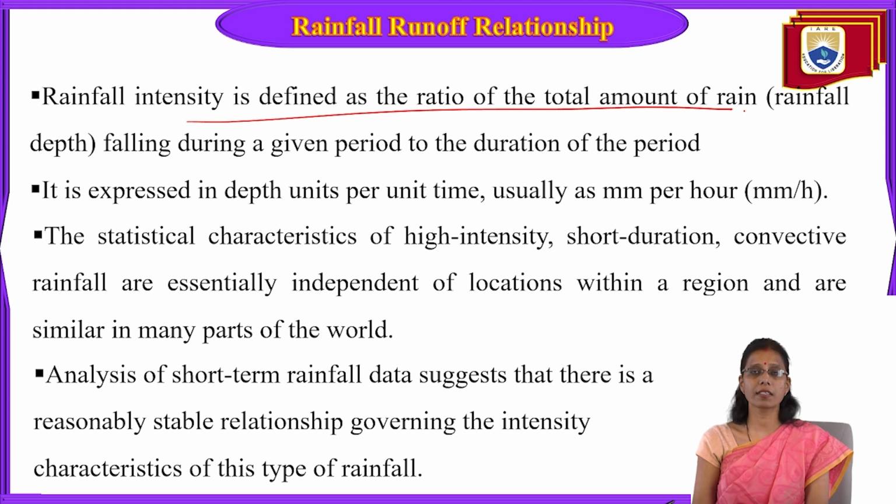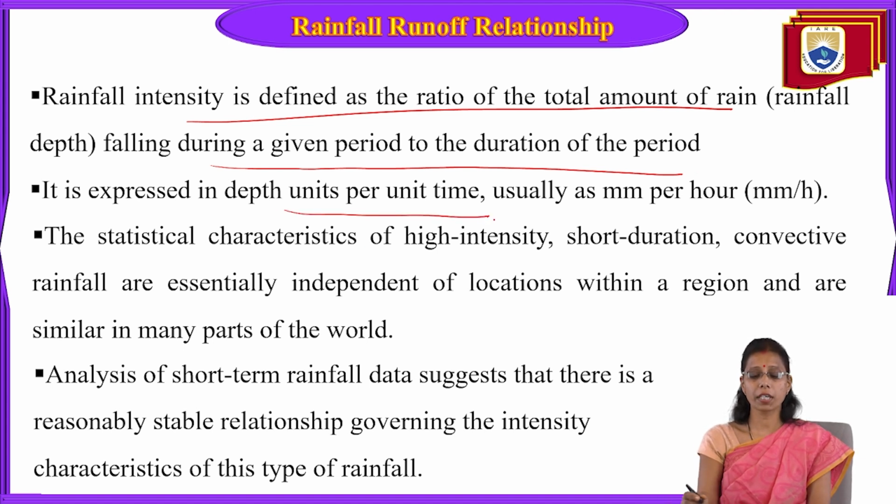So, how is rainfall intensity defined? It is the ratio of the total amount of rainfall. Suppose the total rainfall is per day, say 10 centimeters or 20 centimeters, so that is the total amount of rainfall. The ratio of that, falling in a given period, to the duration of the period is called rainfall intensity. So it is expressed in depth units per unit time, usually as mm per hour.